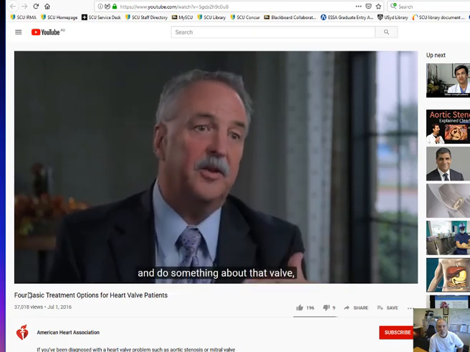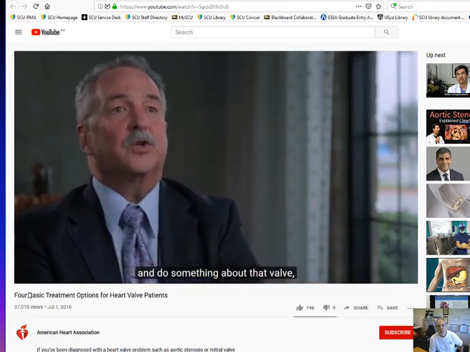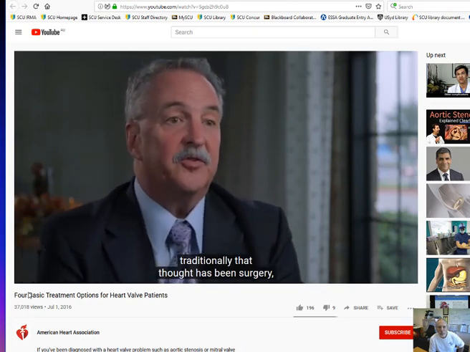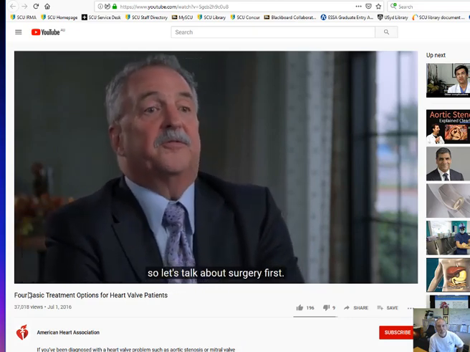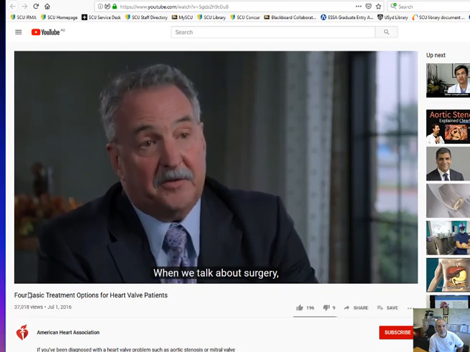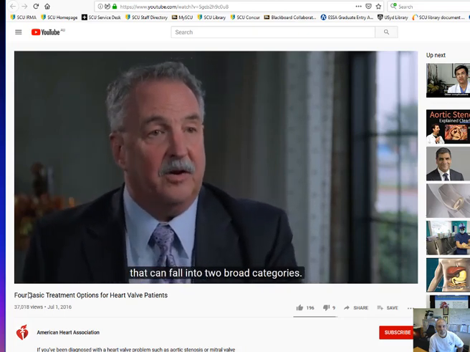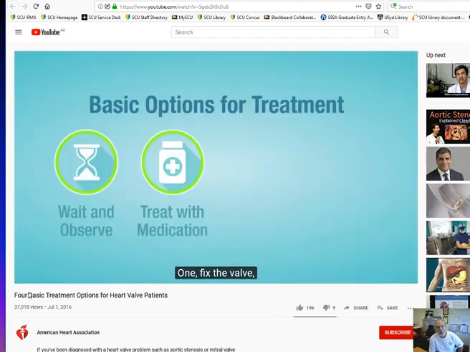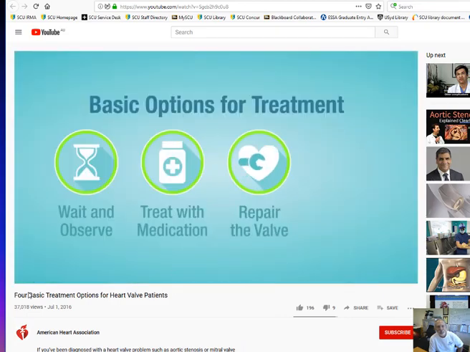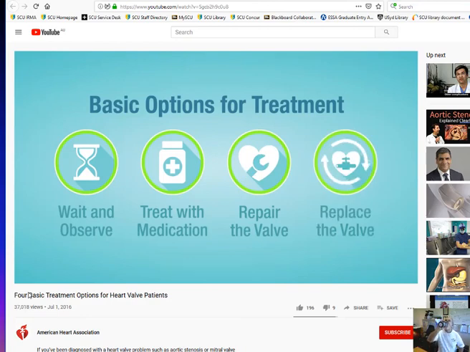Now, if we're going to intervene and do something about that valve, traditionally that thought has been surgery. So let's talk about surgery first. When we talk about surgery, that can fall into 2 broad categories. 1, fix the valve. 2, replace the valve. And those have different implications.